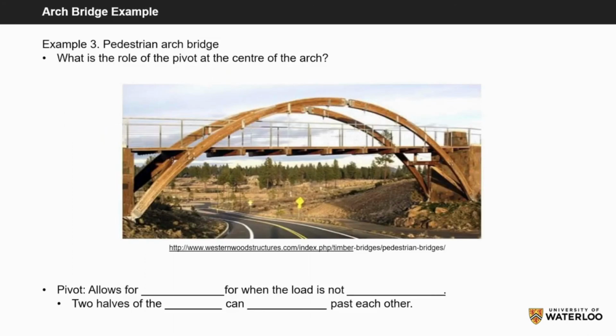For example 3, we will look at a pedestrian bridge. What do you think the pivot at the center does in terms of supporting the bridge? When pedestrians cross the bridge, the weight is not distributed evenly, so the load is not symmetric on both sides of the bridge. The purpose of the pivot is to provide some flexibility in the shape of the arch and allows the two halves of the arch to slide across each other without bending to occur. I have shown this movement with green arrows.